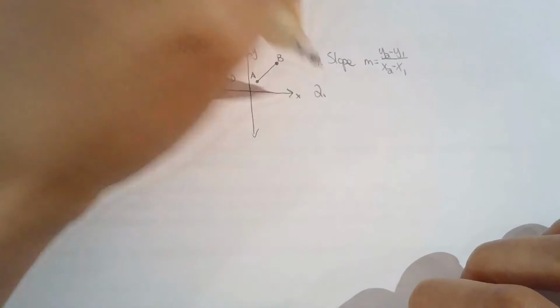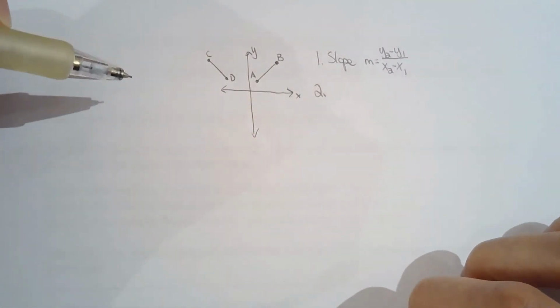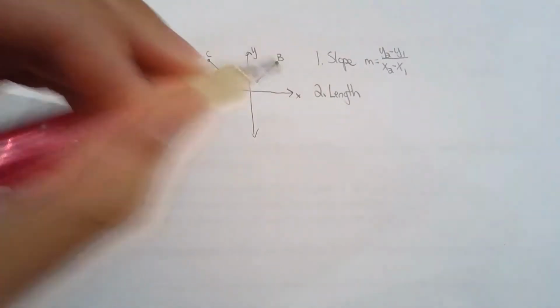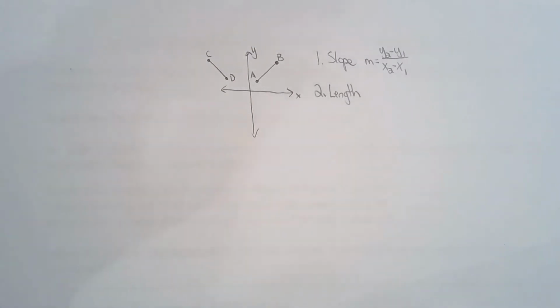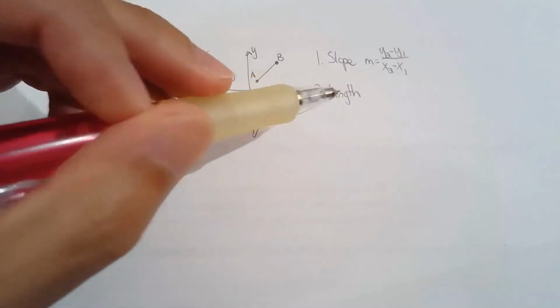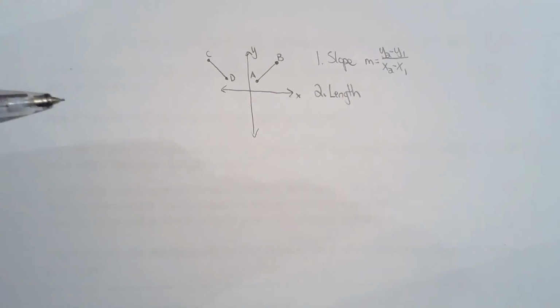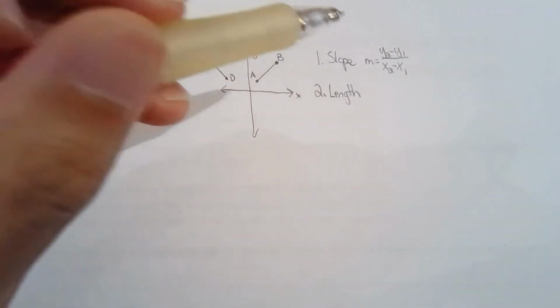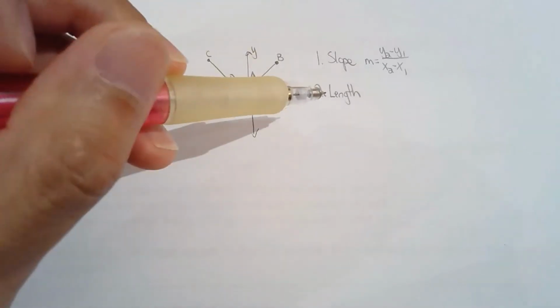The second thing that comes to mind when I see a line segment, I get really curious and I ask myself, what is the length of this line segment? How long is it? Now, we don't know how to find it yet, but we will later on in this chapter. So hopefully you wrote that down. So I want to know the slope of the line segment. I want to find the length of the line segment.